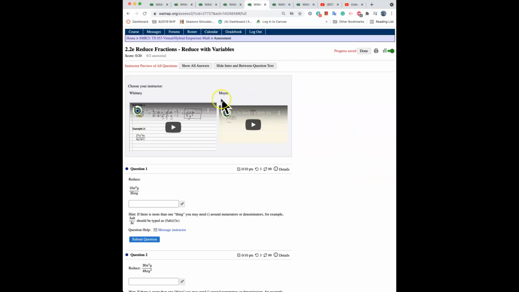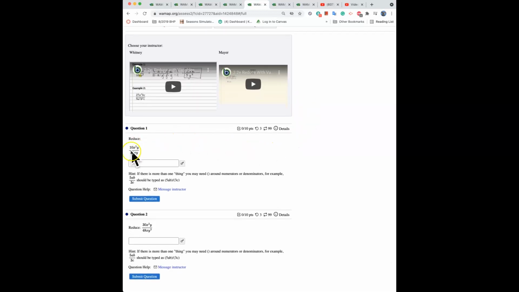Hello, everyone. We're going to take a look at WAMAP Unit 2, 2.2e, reducing fractions and fractions with variables, or reducing algebraic rational expressions. A rational expression is anything that can be written as a fraction. And we have two here, and they have variables in them. So these are easier than they may look at first blush. And so I'll walk you through the process for how to reduce, simplify these.